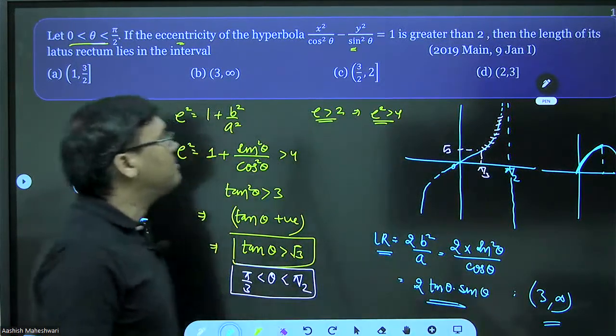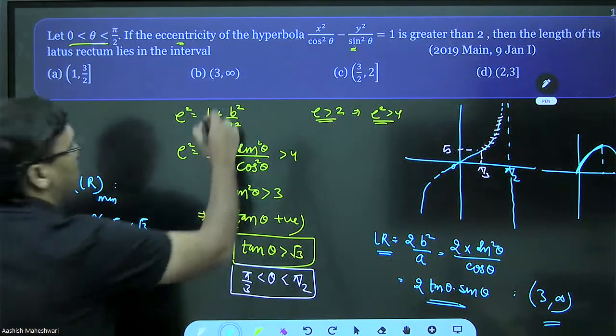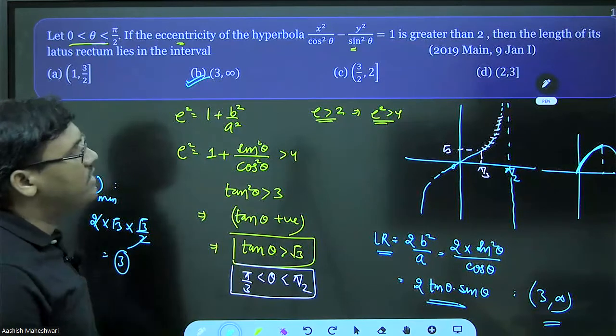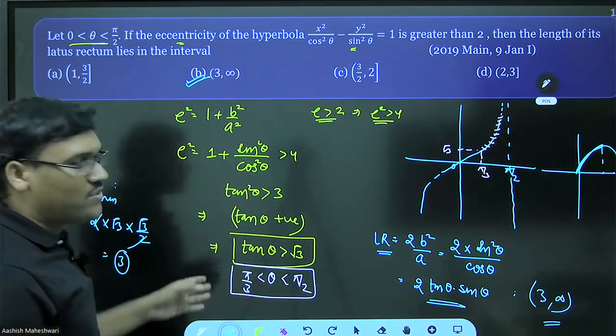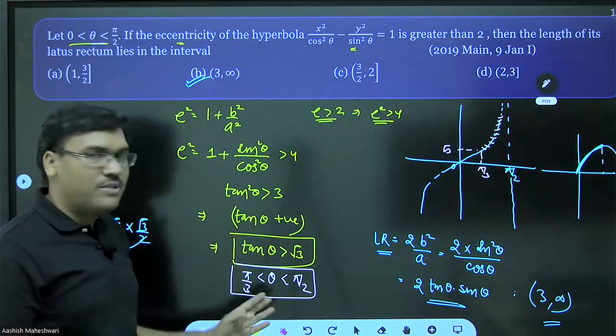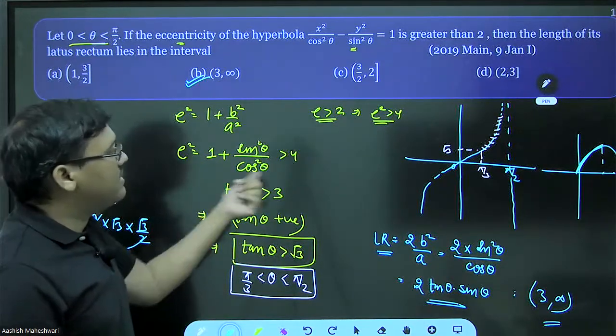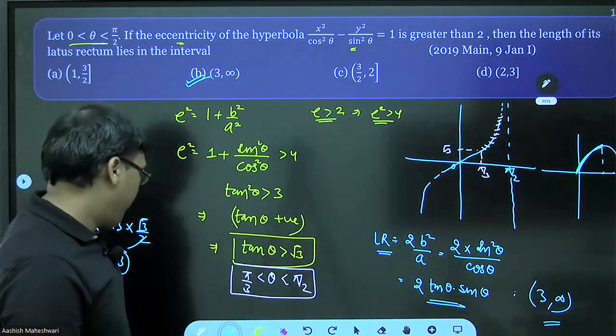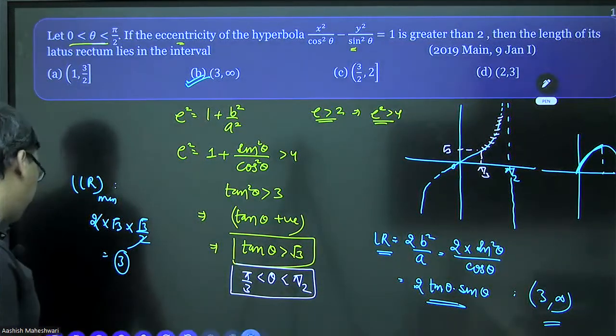So now what is the range of this? This is 3 to infinity, so that is the answer. Option B is the answer for this, 3 to infinity. So again, this question was from the point of view of hyperbola, this is easy. The only thing is how to write the eccentricity, बाकी तो everything is based on trigonometry, right? So I hope this is clear.